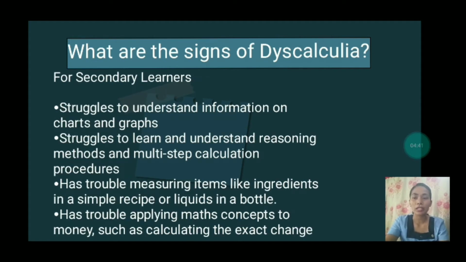For secondary learners, they struggle to understand information in charts and graphs, struggle to learn and understand reasoning methods and multi-step calculation procedures, have trouble measuring items like ingredients in a simple recipe or liquids in a bottle, and have trouble applying maths concepts to money, such as calculating the exact change.